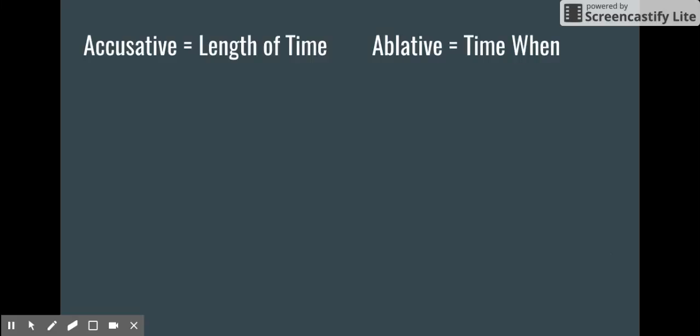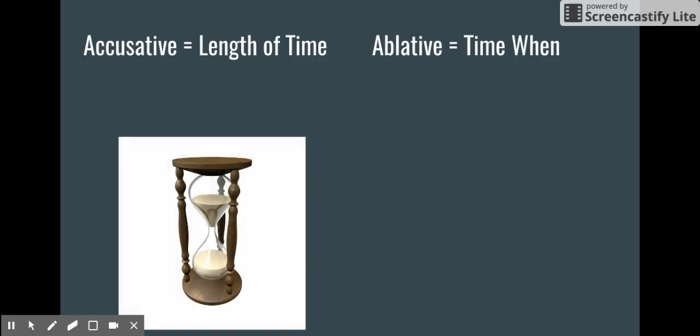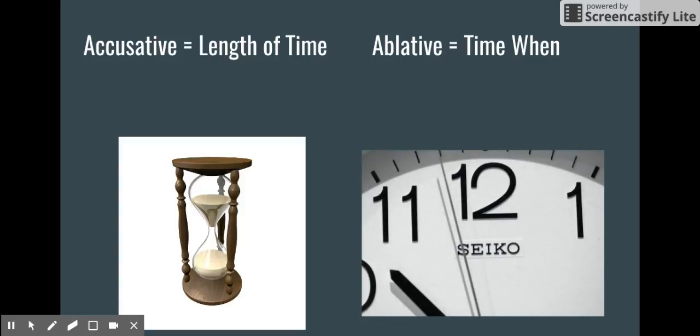There's the accusative, which shows us the length of time for how long something happens, how long it took for an action to occur. And the ablative of time when, which tells us the specific moment in time that something happened. And so the accusative shows length of time. That's also sometimes called the duration of time or the extent of time, which are all basically just terms for the same thing, right? How long did this take?